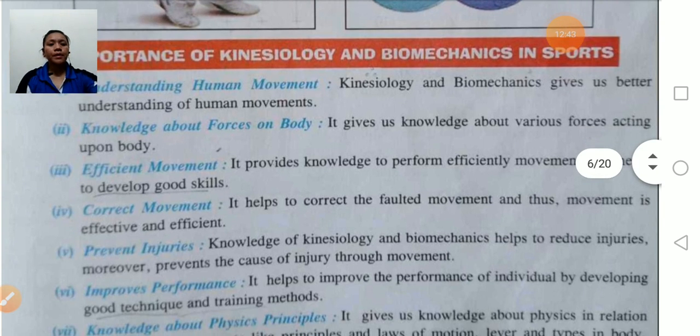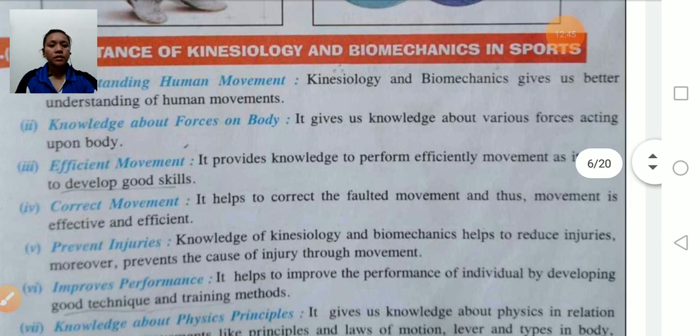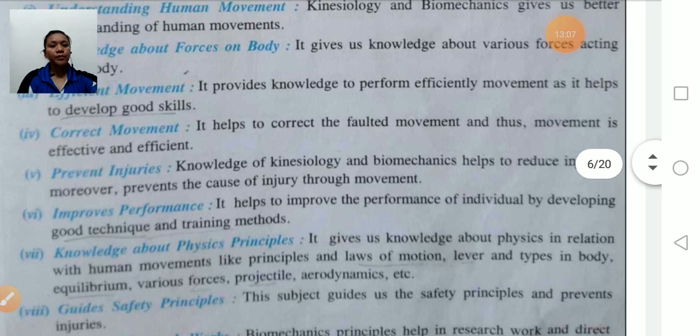Efficient movement. It provides knowledge to perform efficient movement, as it helps to develop good skill. With the help of improving our movement, it helps to develop a good skill. Correct movements. It helps to correct faulty movement. Thus, the movement is effective and efficient.